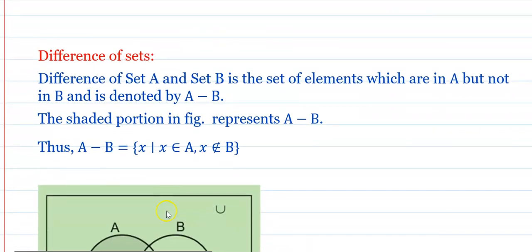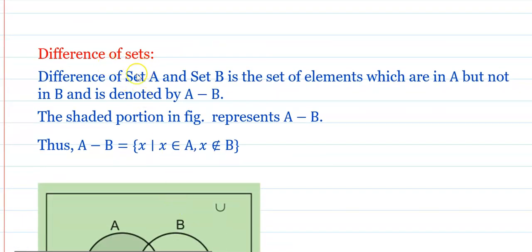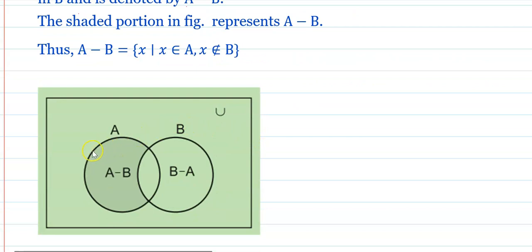Okay. Now the next. Difference of sets. This is also an important concept. Difference of set A and set B is the set of elements which are in A but not in B, and is denoted by A minus B. The shaded portion in the figure represents A minus B. This represents the A minus B. Okay. The shaded portion, A minus B.